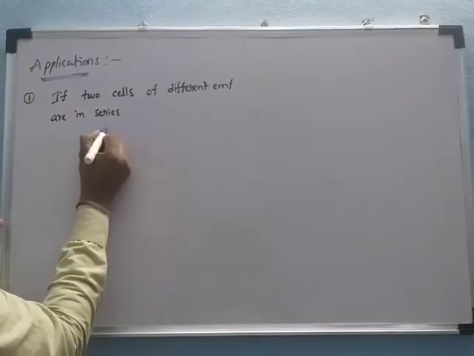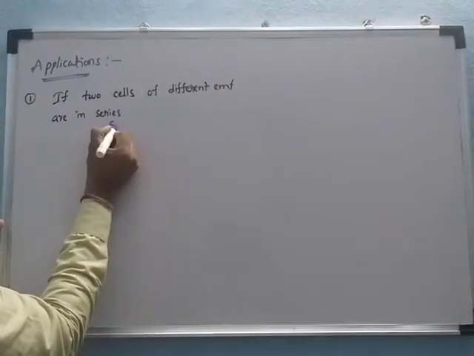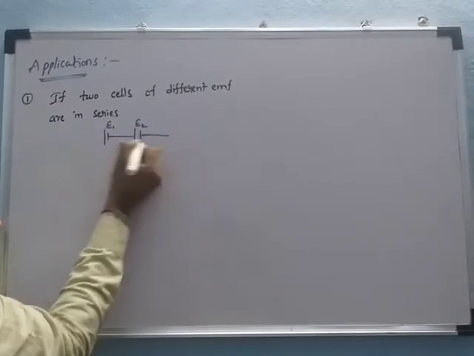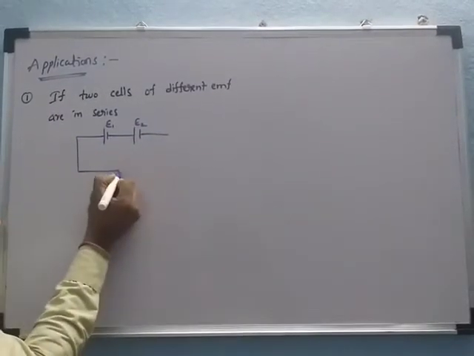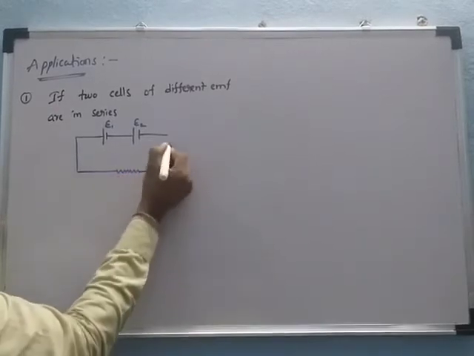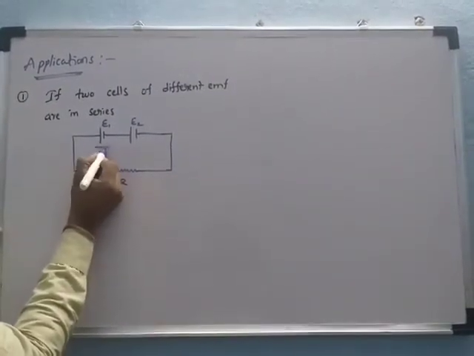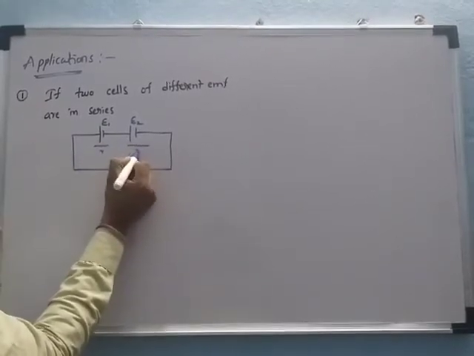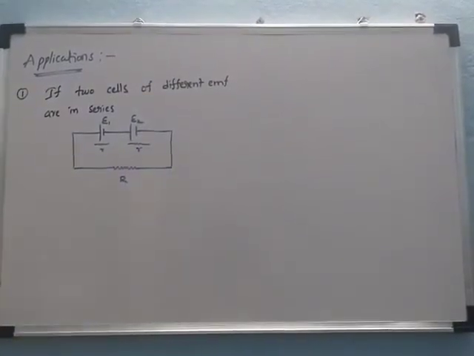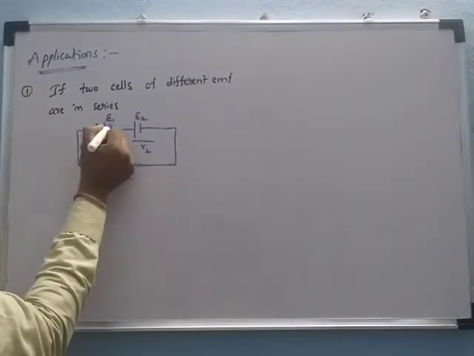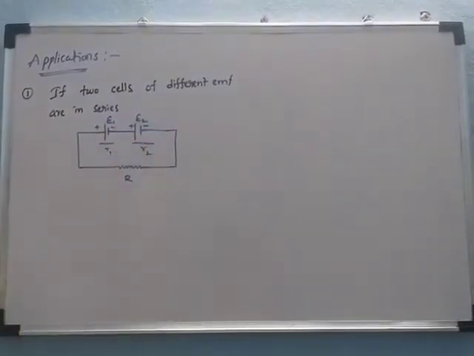See, this is the circuit diagram. This is the first cell of EMF E1 and the second cell of EMF E2, connected across the external resistance R. Each has internal resistance, small r1 and small r2, with positive and negative terminals.